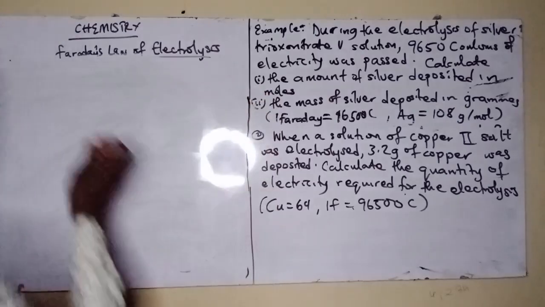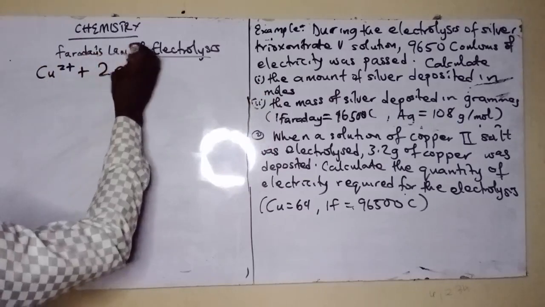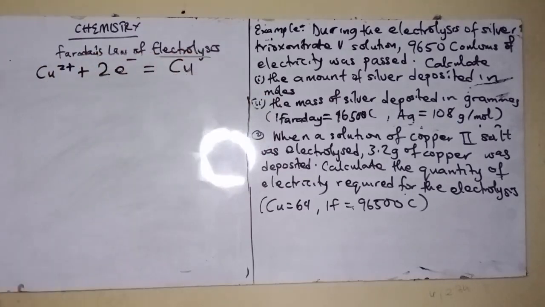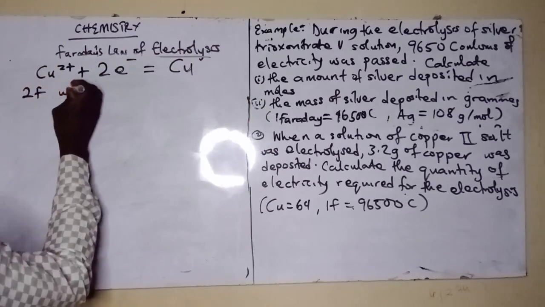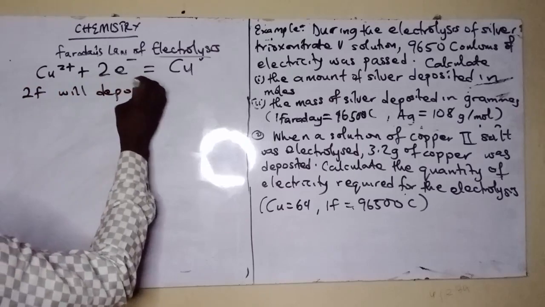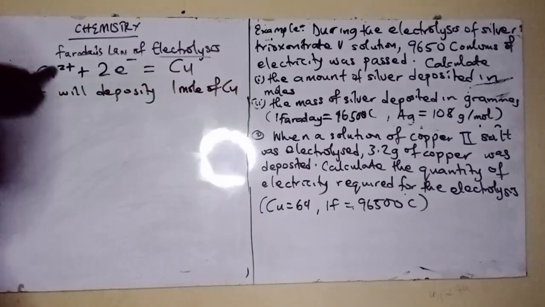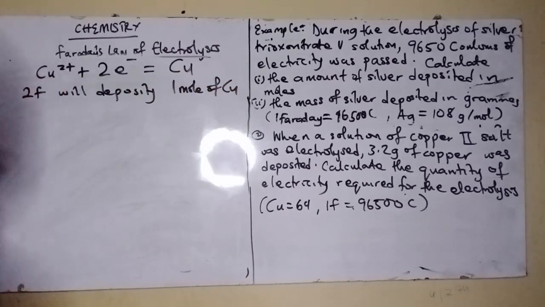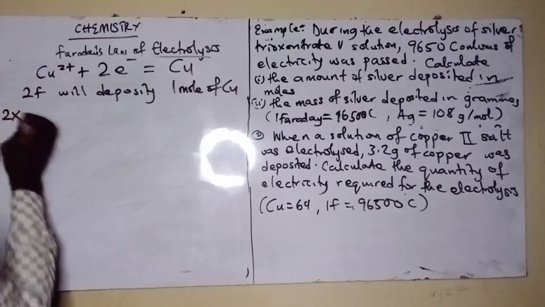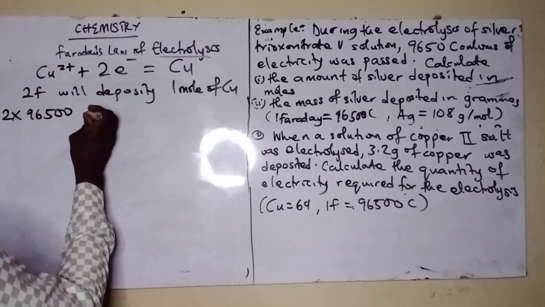This is copper 2 plus that is being deposited. So this copper 2 plus will require 2 electrons before it can become copper. From this statement, it means that 2 Faraday will deposit 1 mole of copper. I told you earlier that the charge will determine the number of Faraday. So since it is Cu2 plus, it is 2 Faraday that we will use. 2 Faraday will be equal to 2 times 96500, because 1 Faraday is 96500.